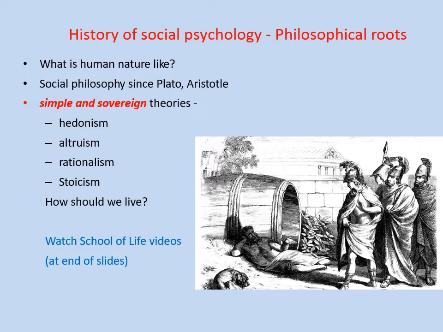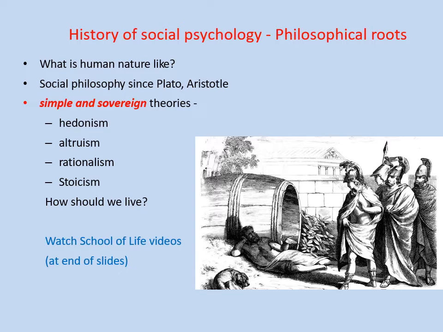And here is a number of those simple and sovereign theories that philosophers advocated. Hedonism is the idea that human behavior can be understood in terms of seeking pleasure and avoiding pain. Many psychological theories, including reinforcement theory, are essentially hedonistic theories at heart. Altruism is the simple and sovereign principle that human beings are naturally inclined to be altruistic, cooperative, and kind to each other, and that's the defining feature of human social life.